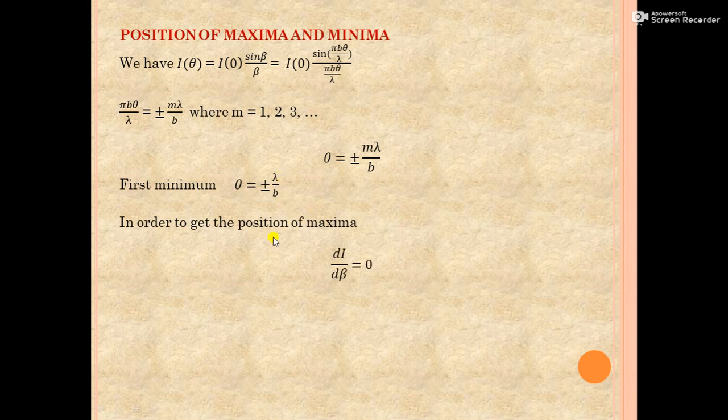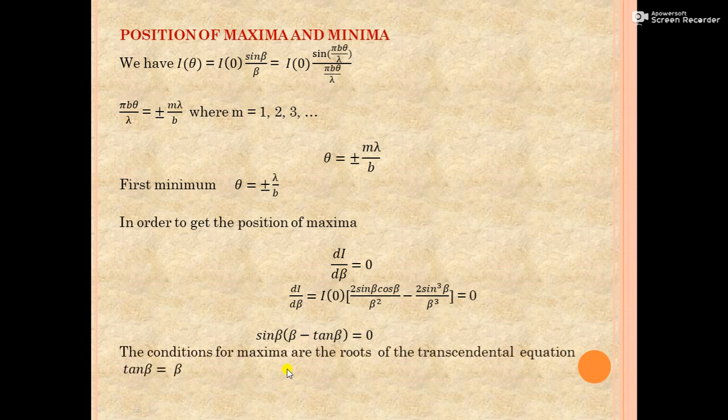And in order to get the position of the maxima, let's differentiate I as a function of theta with respect to beta and equate it to 0. That will give the position of maxima. So differentiating, we get I naught times 2 sin beta cos beta by beta square minus 2 sin cube beta by beta cube equal to 0, and this gives sin beta into (beta minus tan beta) equal to 0.